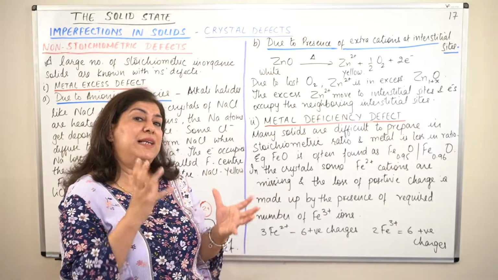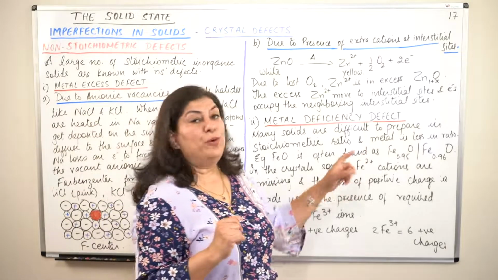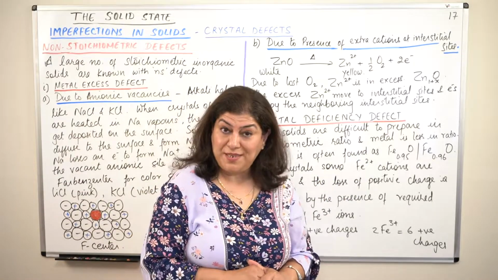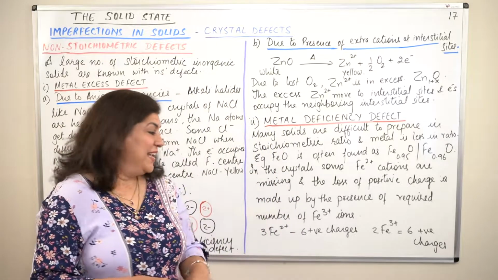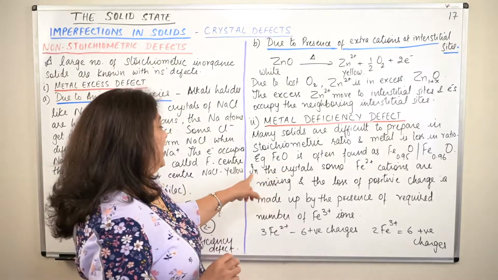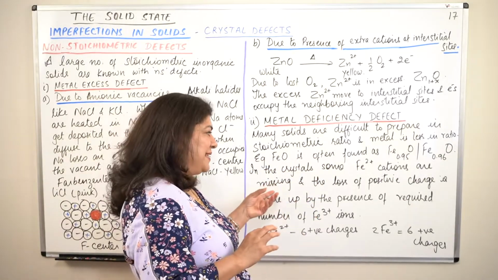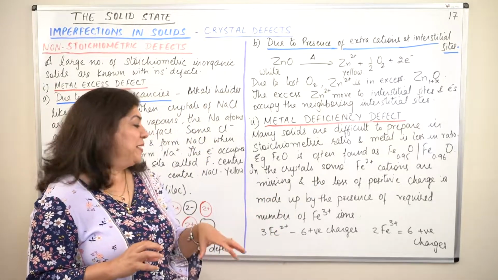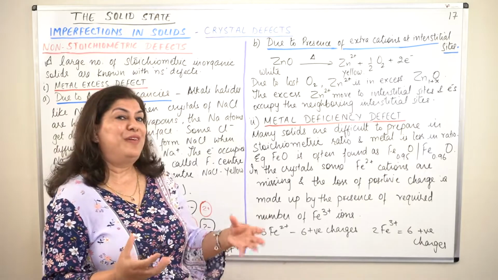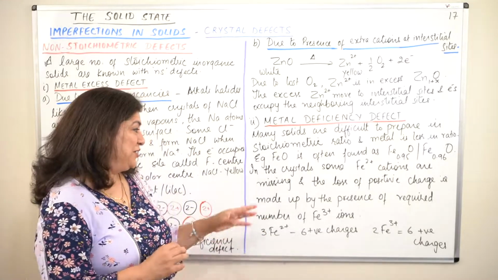So how would electrical neutrality be maintained? We know that ferrous ions have 2 positive charges, but ferric iron has 3 positive charges. So in the crystals, some of the Fe2+ cations are missing, and the loss of positive charge is made up by the presence of the required number of Fe3+ ions. I'm just reading this out so that I can explain it to you.